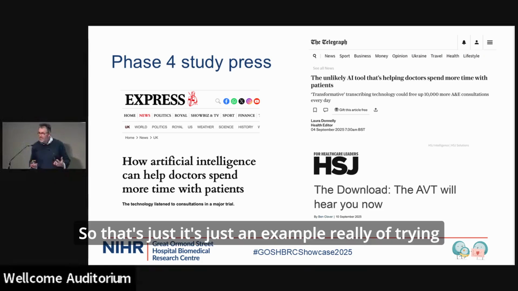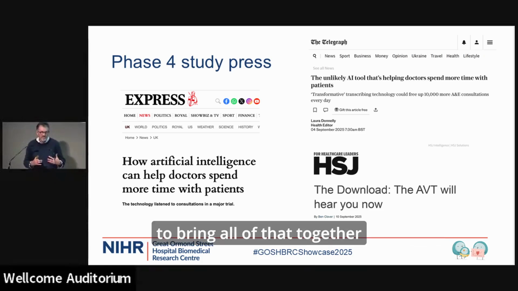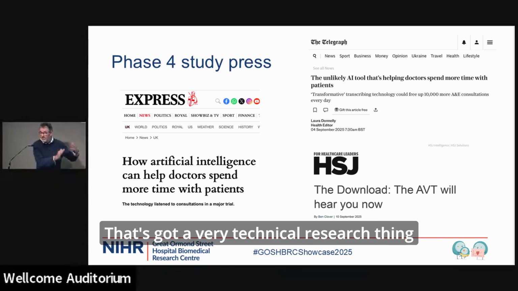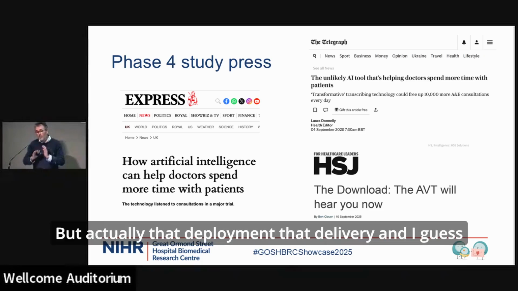So it's just an example really of trying to bring all of that together, how you start off with an idea that's got a very technical research thing, but actually that deployment, that delivery.